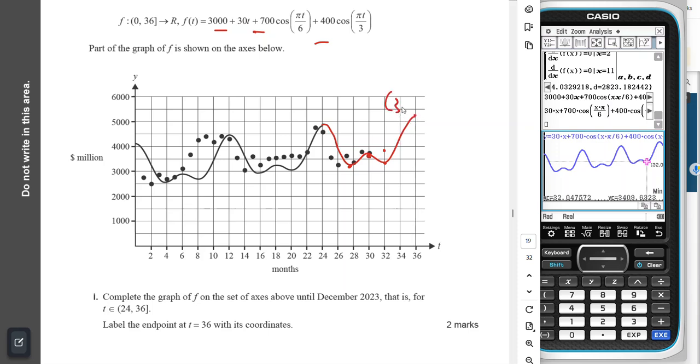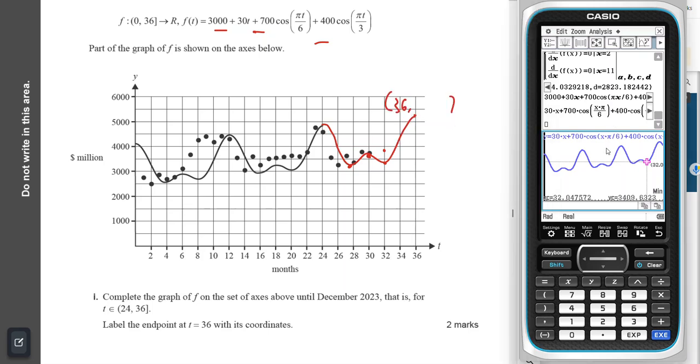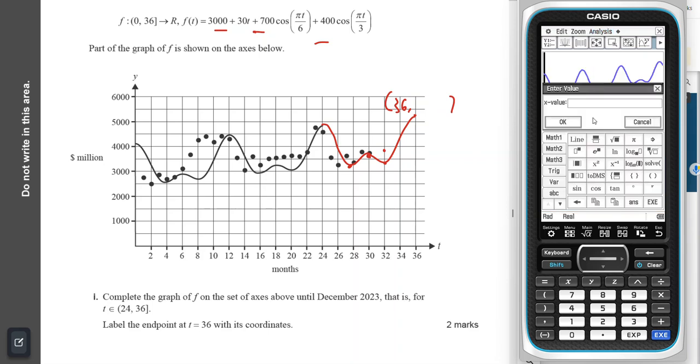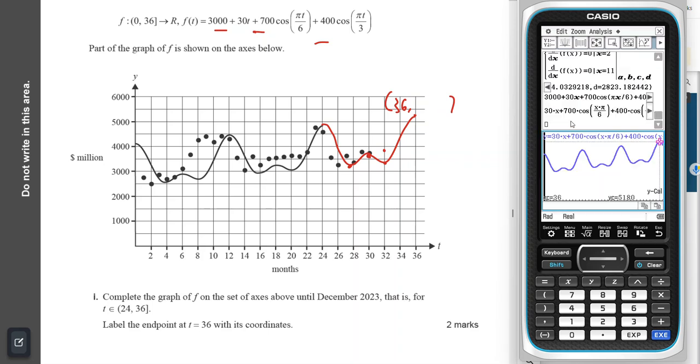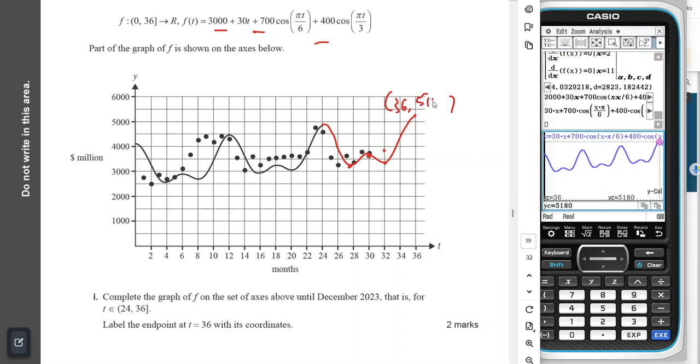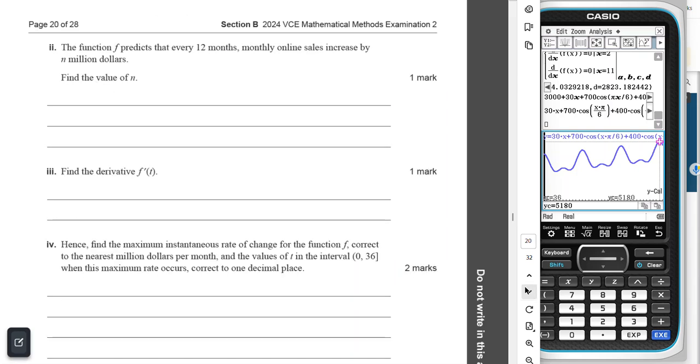And that's going to be 36 and I'll do analysis G-solve Y-calc on 36. And it is 5180. Complete the endpoint, done that with its coordinates, and that's what my graph's going to look like. Okay.